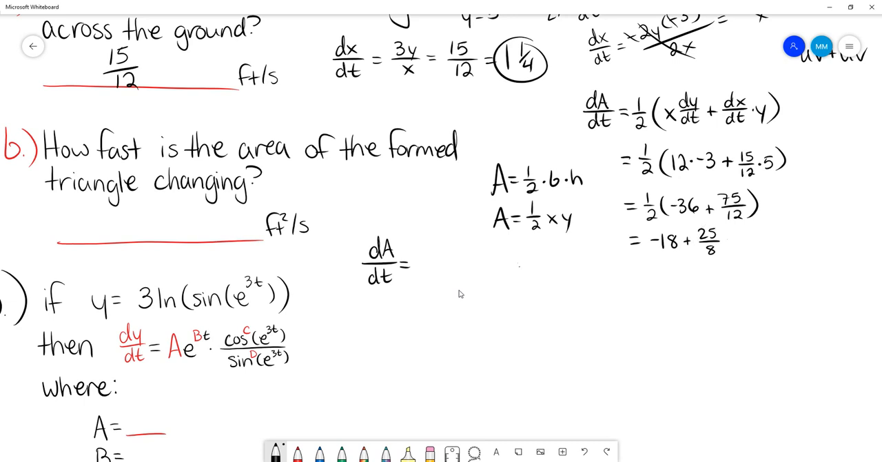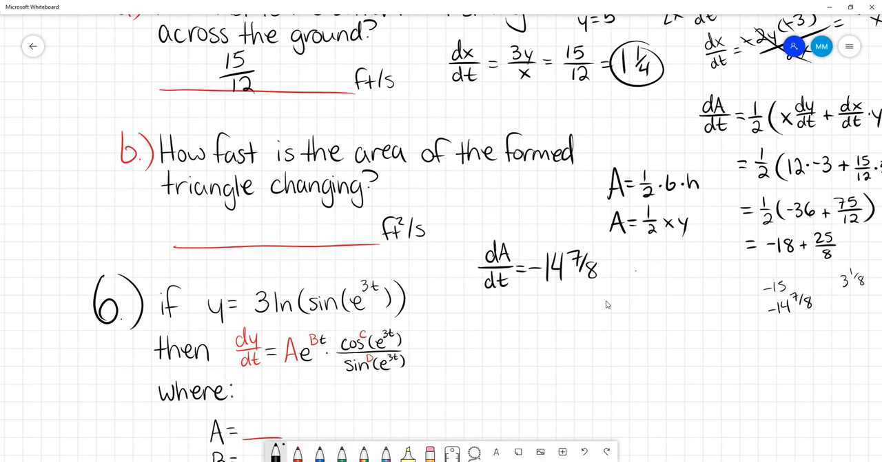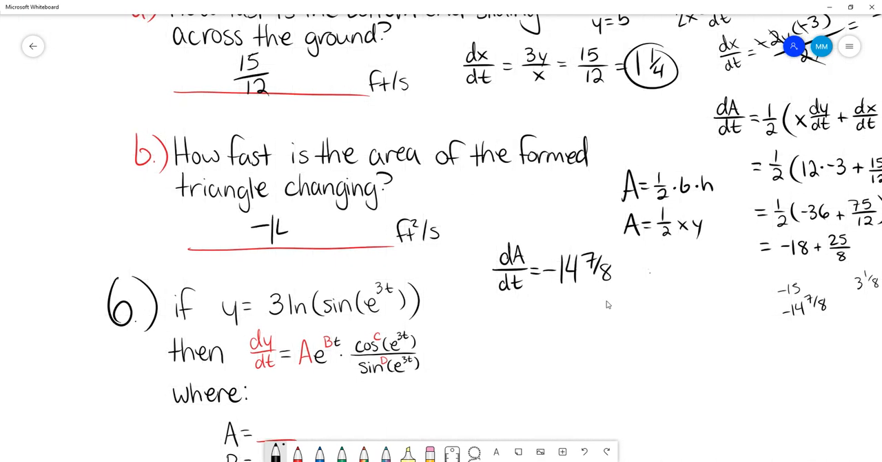What is 25/8 as a mixed number? That's going to be 3 and 1/8. So it's going to be a -15, -14, and 7/8. There we go. Sorry, that was not intuitive for me. So that is our answer. It is changing at a rate of -14 and 7/8 square feet per second.